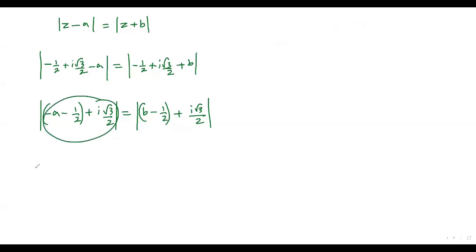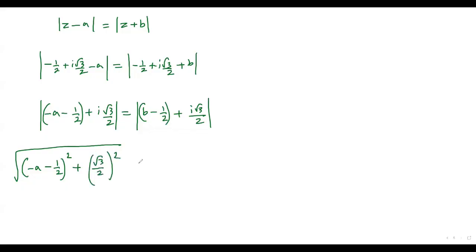So here we find the modulus of a complex number. So I have to take the square root. The real part has to be squared, that is negative a, minus 1 over 2, the whole square. Then the imaginary part, that is square root of 3 over 2, the whole square. On the right side also we have square root of b minus 1 over 2, the whole square, plus the coefficient of i, that is square root of 3 over 2, the whole square. Okay, when I take a square on both sides, both the square roots will cancel.